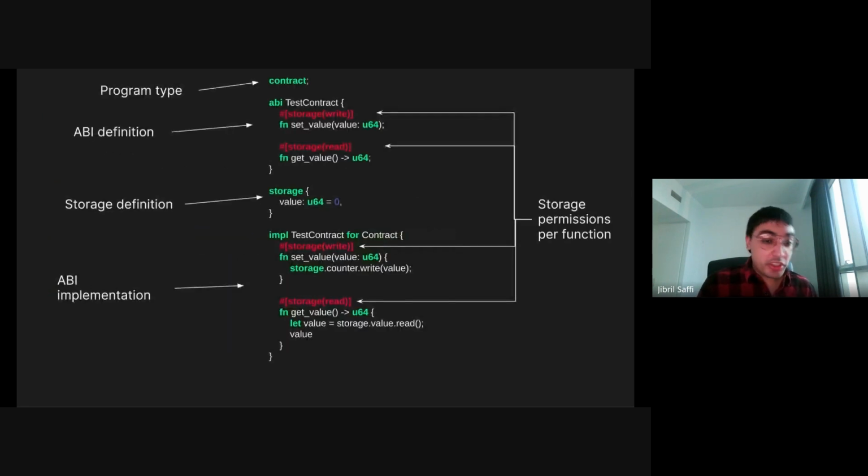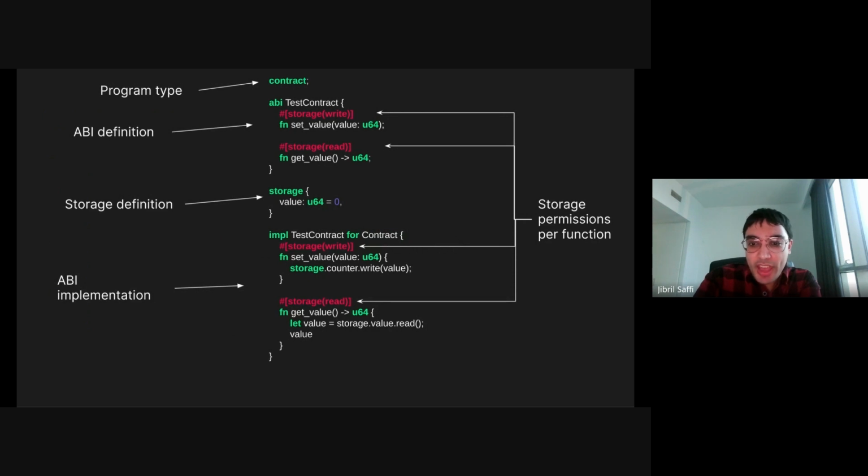Right, so let's look at a very simple example. This is an extremely basic Sway contract. As I said, it starts with a program type. Then you get some ABI definition. This is going to define what the interface of the program is. We've got two methods here, set value and get value, very simple.